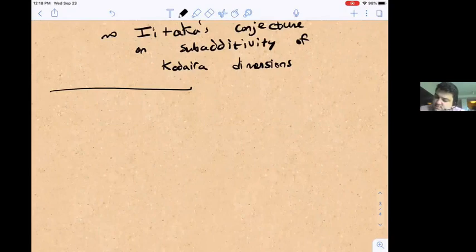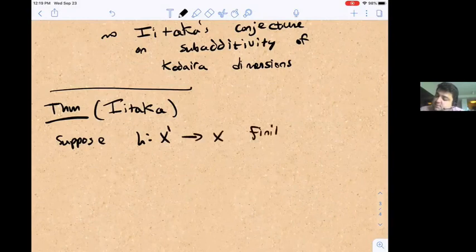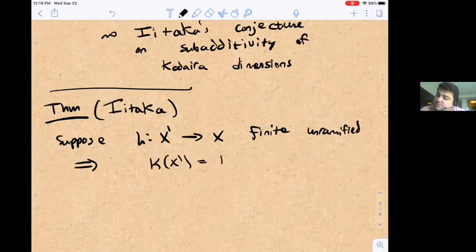And the point that, I'll write this as a theorem due to Iitaka, I think in the paper where the Kodaira dimension is introduced. Suppose we have some finite unramified map X prime to X, and everything's projective. Then the Kodaira dimension of X prime is equal to the Kodaira dimension of X.